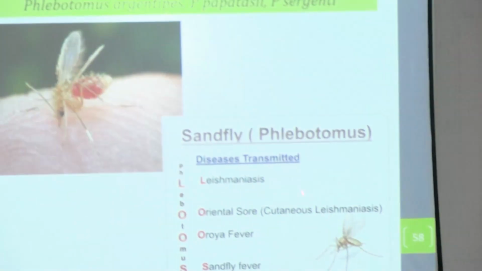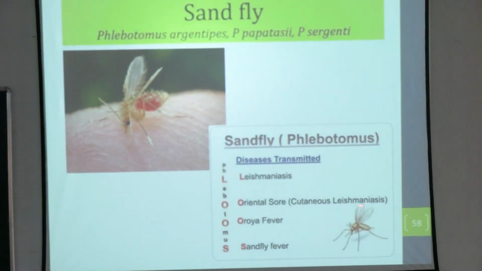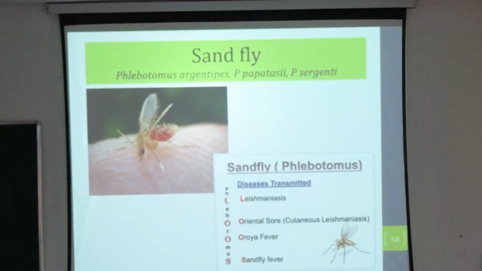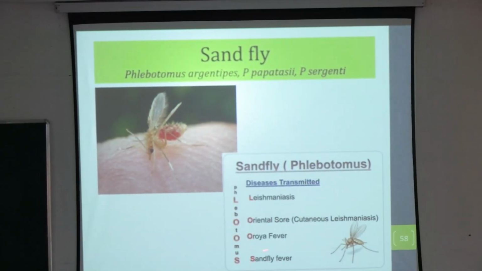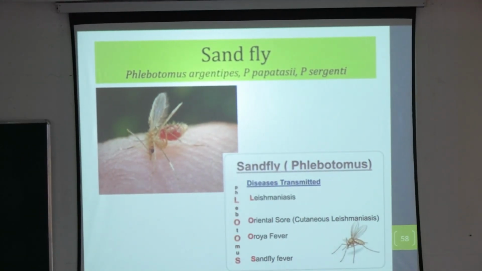কি ডিজিজ করে? এটা লিশম্যানিয়াসিস করতে পারে, ওরিয়েন্টাল সোর করতে পারে, কিউটেনিয়াস লিশম্যানিয়াসিস, দিস ইজ ভিসেরাল লিশম্যানিয়াসিস, তাই তো? Then there is cutaneous leishmaniasis, Oroya fever, sandfly fever. So all these diseases can be caused by sandfly.